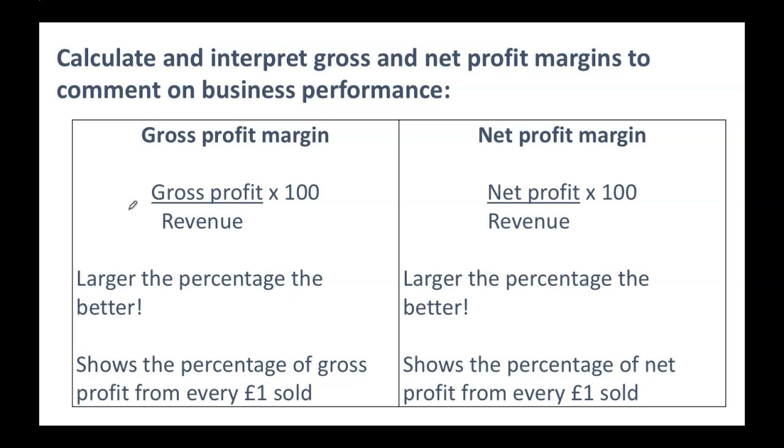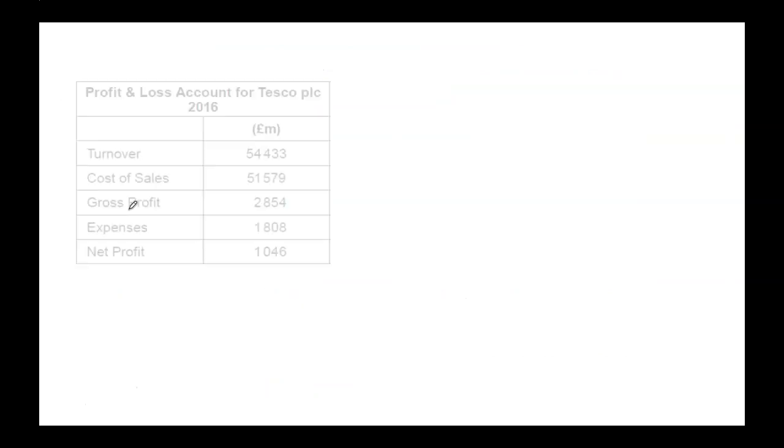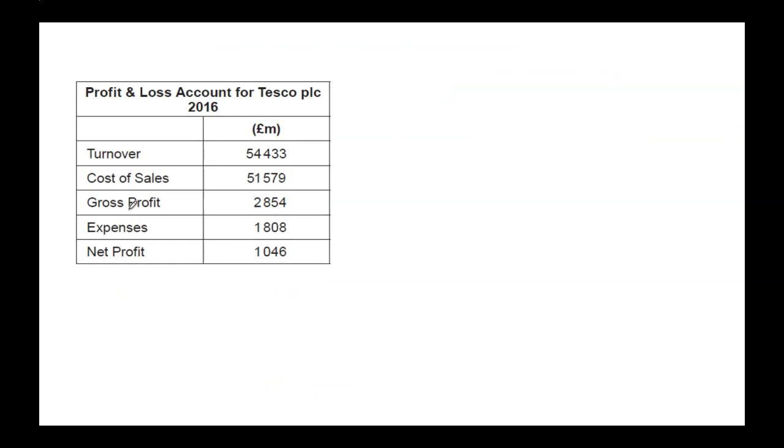And what these both show is the percentage of profit from every pound that's sold. So if you're getting a gross profit margin of 28%, that means that for every pound of revenue you're getting in, you've got 28p of profit, which would be quite a good gross profit margin. But the best way is to show you how to calculate these.